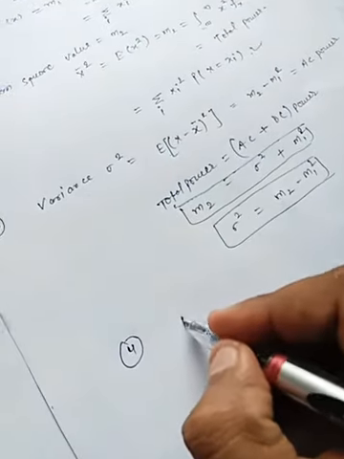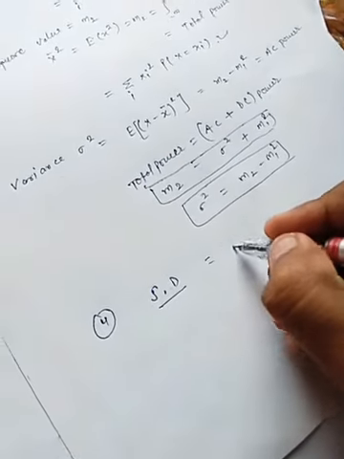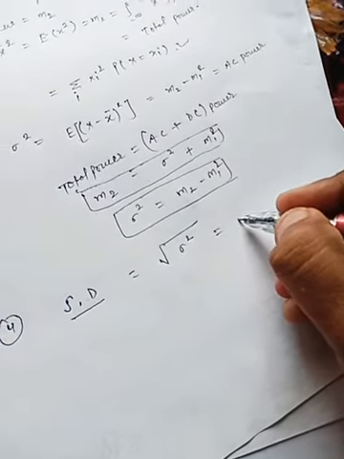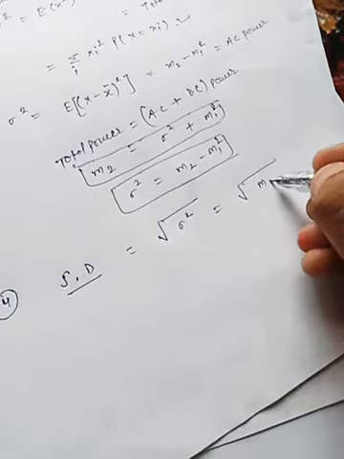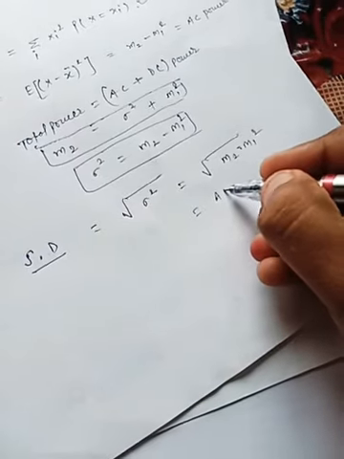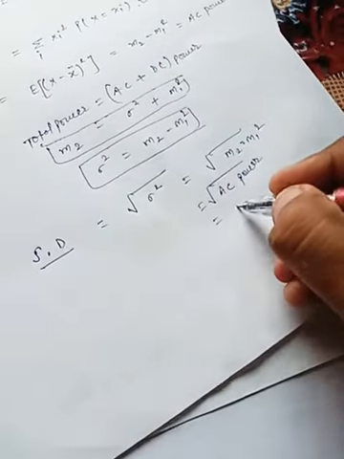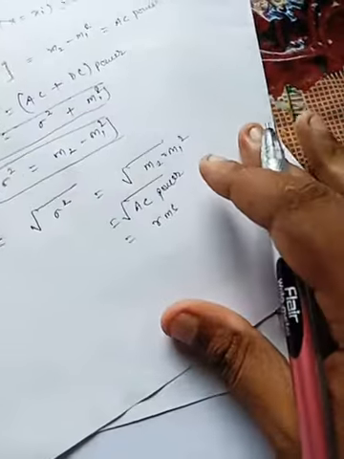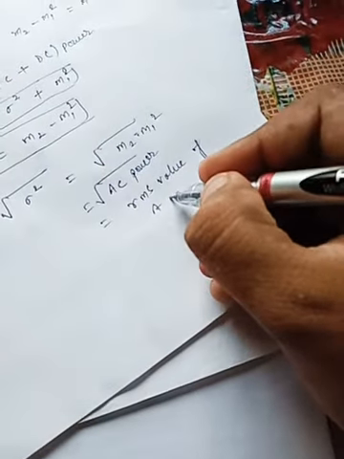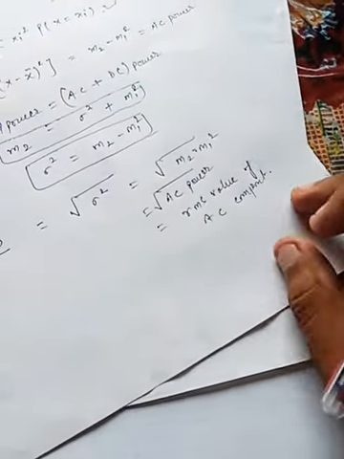Fourth, standard deviation. Standard deviation is equal to the root of variance, equal to the square root of m2 minus m1 whole square, or the root of AC power, or the RMS value of the AC component.